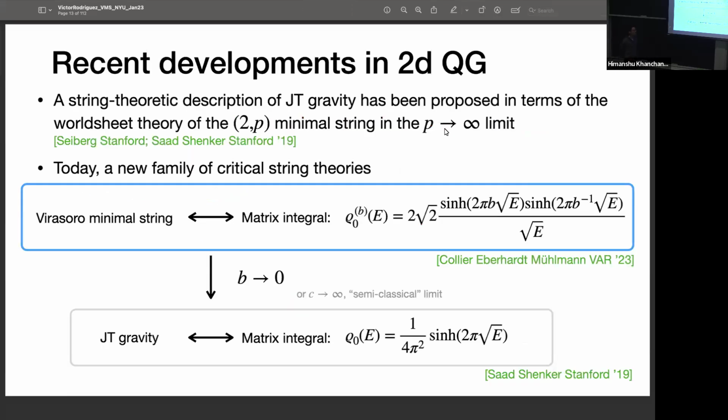Okay, so connecting the things that I was mentioning to JT gravity with stringy and matrix integrals. This is what we'll discuss today. I'll discuss a new family of critical string theories, the ones that I described a couple of slides ago. There's a worldsheet CFT description, and then we'll see that it can be equivalently described by a matrix integral, just like in the previous slide, with this particular density of states.